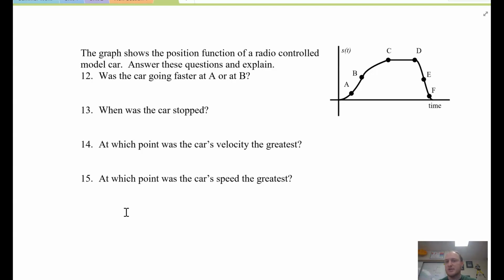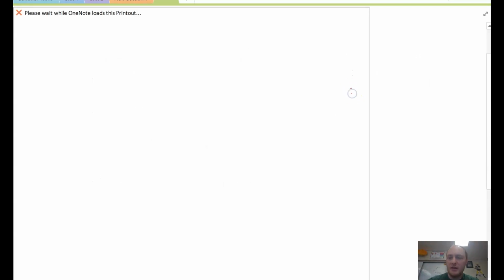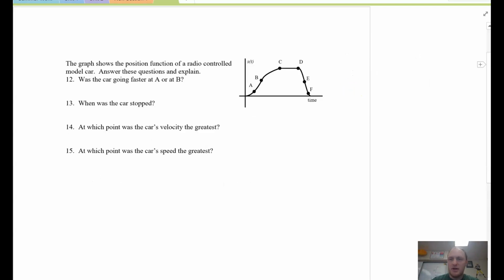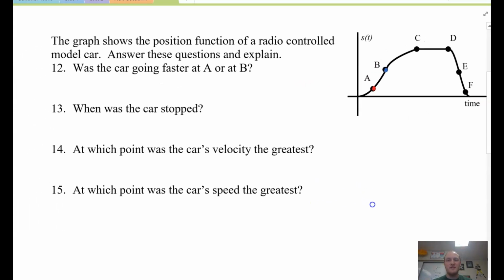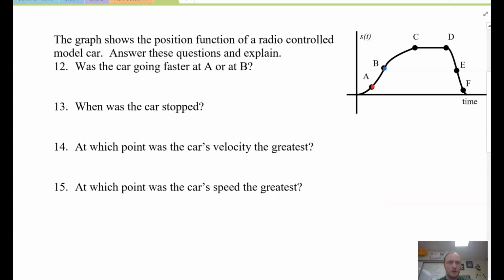So number 12, it says, was the car going faster at A or B? Well, A is right here. And B is right here. So how are we supposed to know if the car is going faster? This just shows position. Well, velocity shows speed, but velocity is with plus or minus sign values. So what we can do is take the slope. What is the slope here of this tangent line? And that is our velocity.